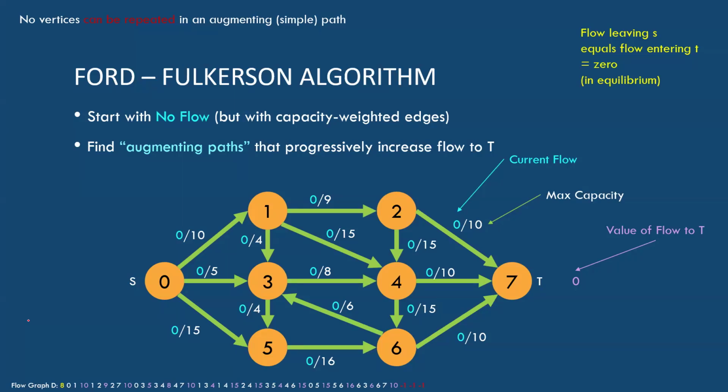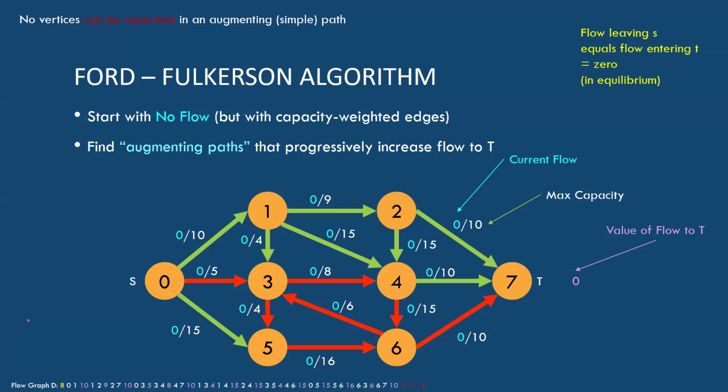So augmenting paths can overlap each other, right? So we have some augmenting paths here that would be overlapping each other as long as there's still capacity left along that path, okay? So you can kind of go and go and go and go, right?